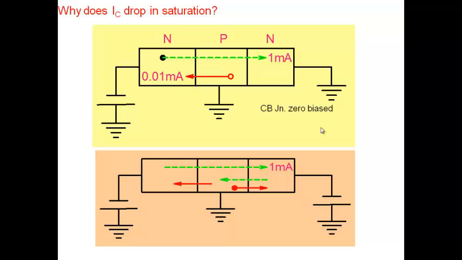And collector base junction is zero biased. Okay, it is zero biased, and therefore when it is zero biased, the collector base junction by itself, there is no injection of carriers.